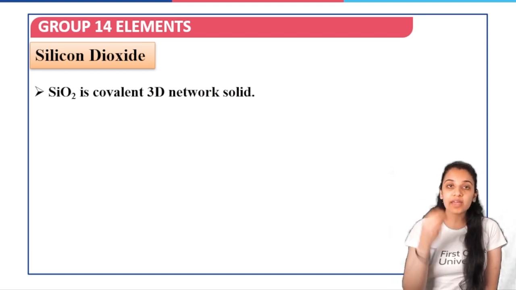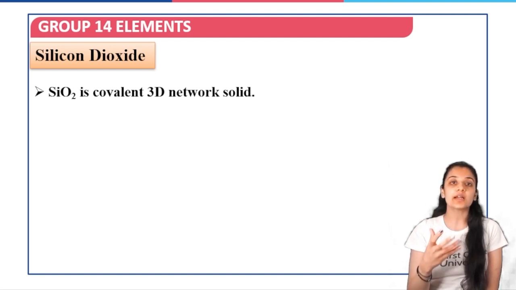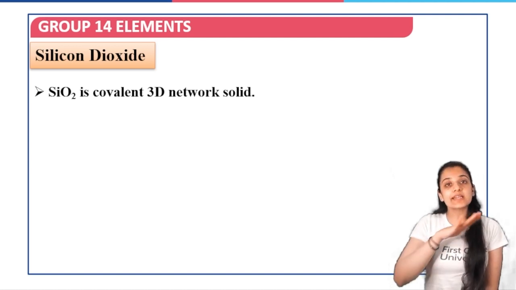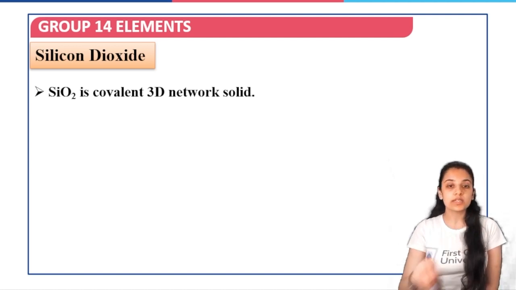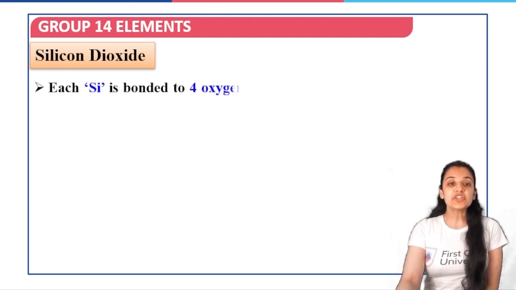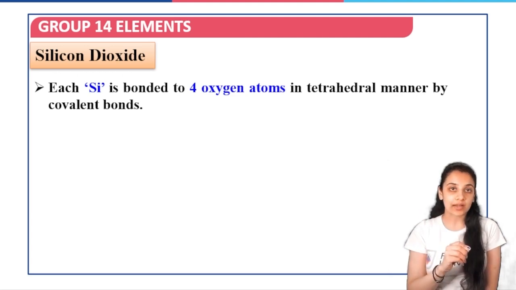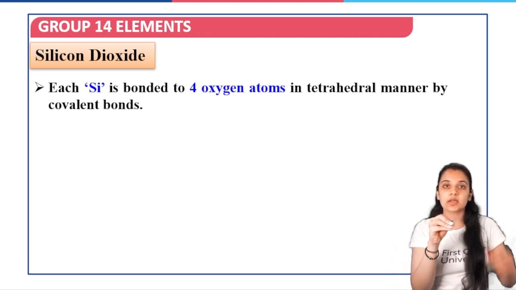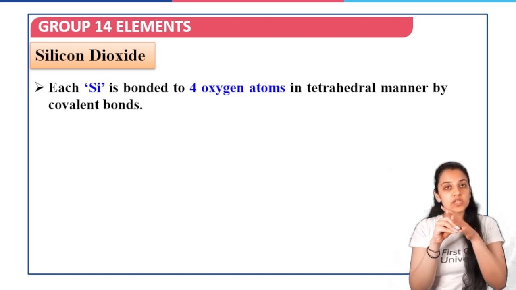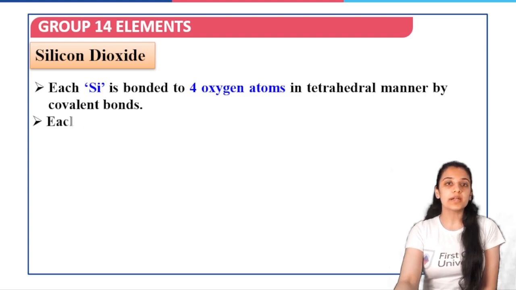If you look at the structure of silica using XRD, that is X-ray crystallography, you will see that it is actually a three-dimensional network solid, and it looks like this. Each silicon is going to be bonded. If you look at that structure, you will find that each silicon atom is bonded to 4 oxygen atoms in a tetrahedral manner. So there is silicon in between, and the 4 oxygen atoms are bonded to the silicon atom by covalent bonds.